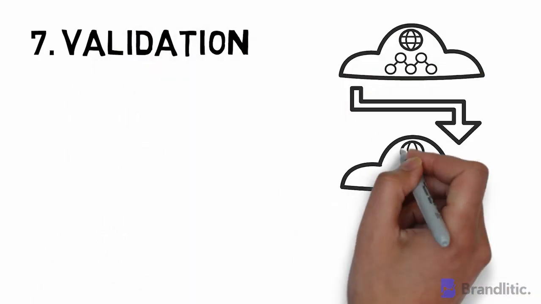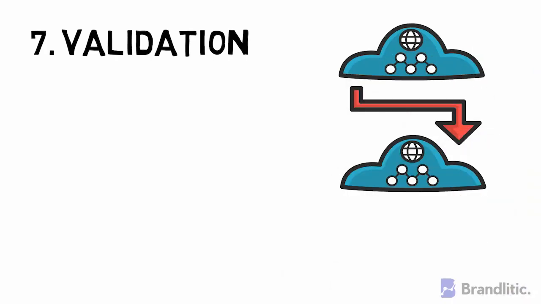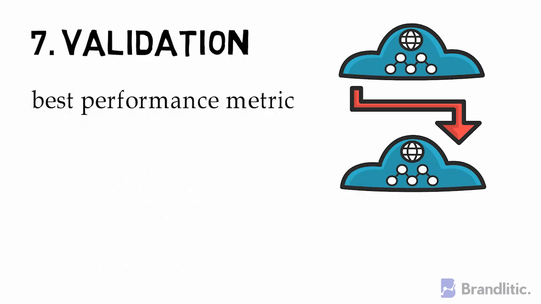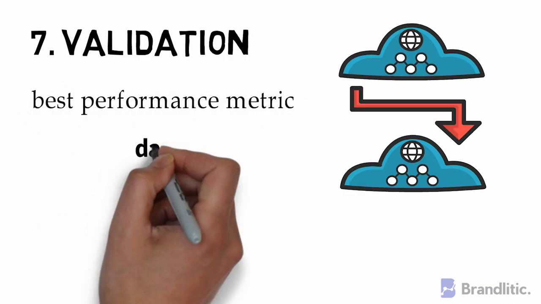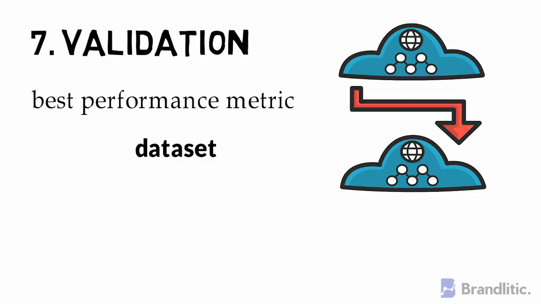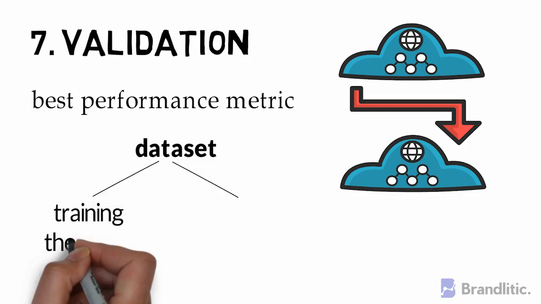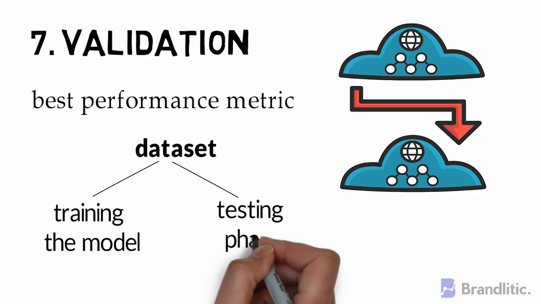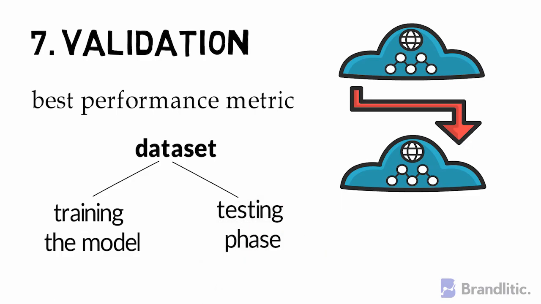Number 7. Validation. Once a model has been built, we need to establish how well it performs the given task. In machine learning, it is important to establish the best performance metric, and this will vary depending on the problem you are solving. Typically, when starting a machine learning project, we will first split up the data set we are working on into two parts. One will be used for training the model and the other one will be used for the testing phase. And this testing in machine learning is usually referred to as validation.